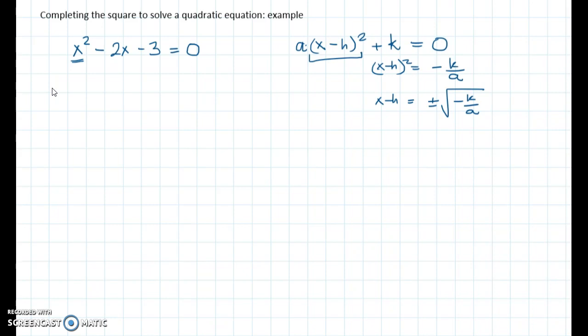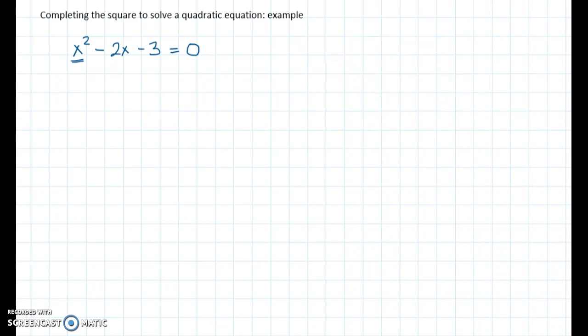So that's why we want to complete the square. It's an easy way of getting the exact solutions of a quadratic equation. So let's go to our example.